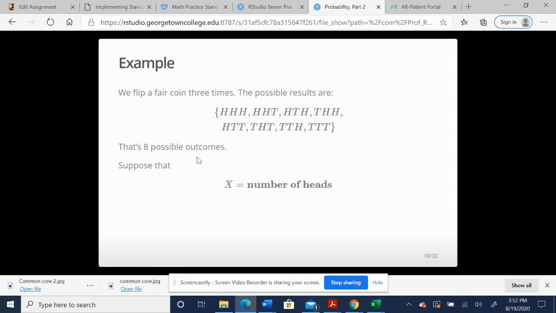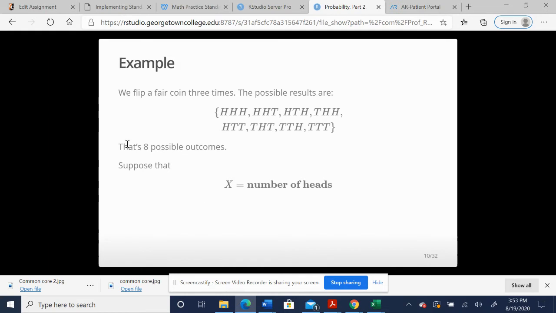If we flip a coin 3 times, our possible results can be these 8 outcomes that we've listed previously: heads, heads, heads; heads, heads, tails; heads, tails, heads; tails, heads, heads; heads, tails, tails; tails, heads, tails; tails, tails, heads; or tails, tails, tails. So these are all of the possible results. My random process is the flip. My possible outcomes are here.